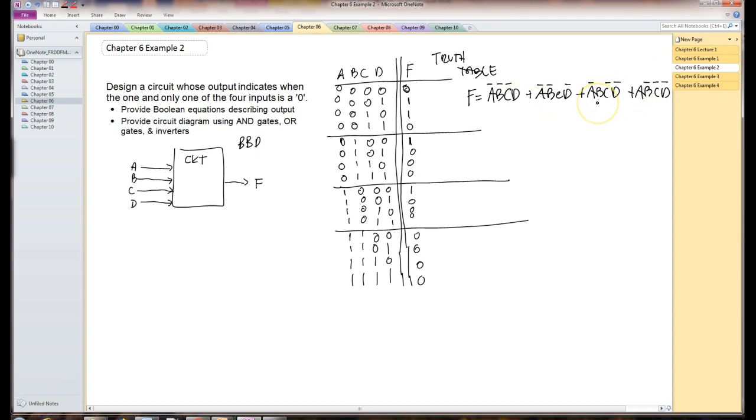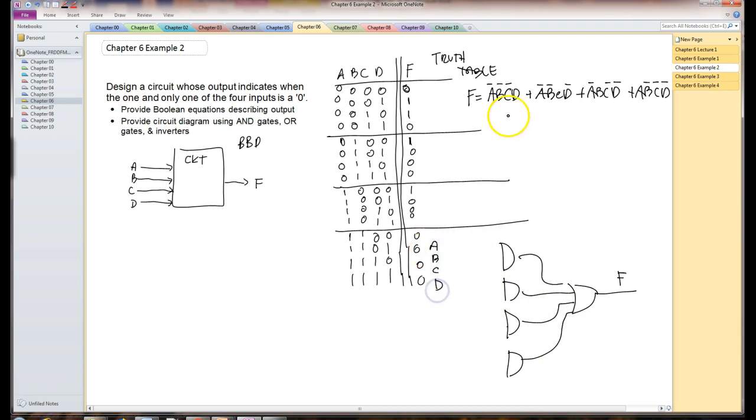You could have reasoned this out without drawing this truth table, but we drew the truth table anyway. So this circuit, once again, I don't think I want to draw it because it just takes up too much time. But it's going to look something like this. It's going to have 4 AND gates in there. The outputs of the AND gates are going to feed into this OR gate. For example, for this first term, A has an inverter, B has an inverter, C has an inverter, and D doesn't have an inverter.